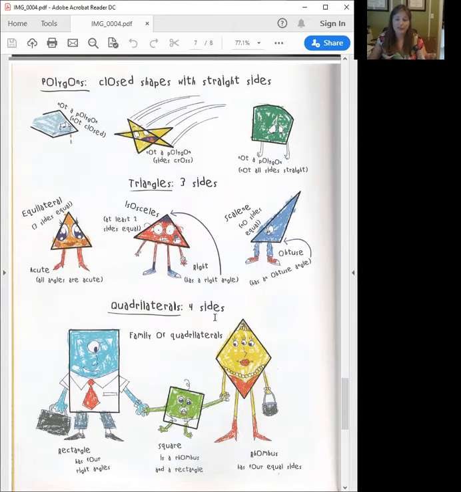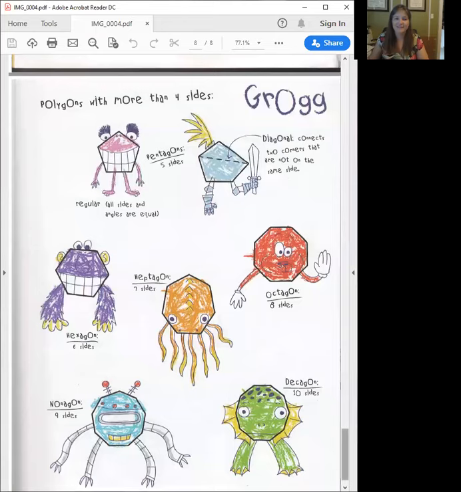Quadrilaterals all have 4 sides. They're polygons because they're closed with straight sides. And here's a rectangle and a rhombus. And the one that is both of those things is a little square.